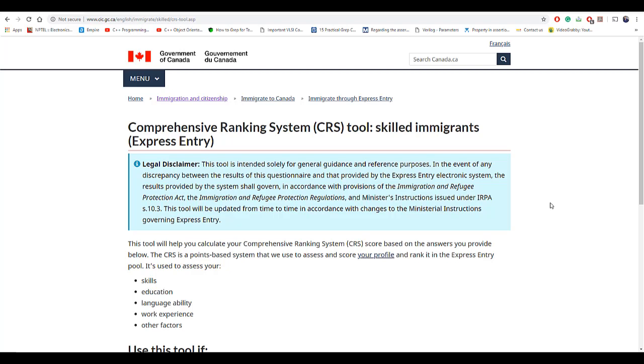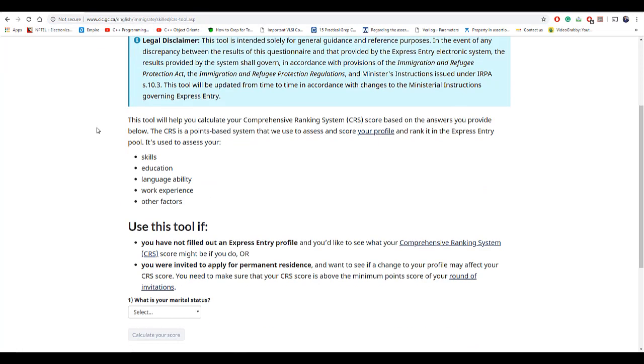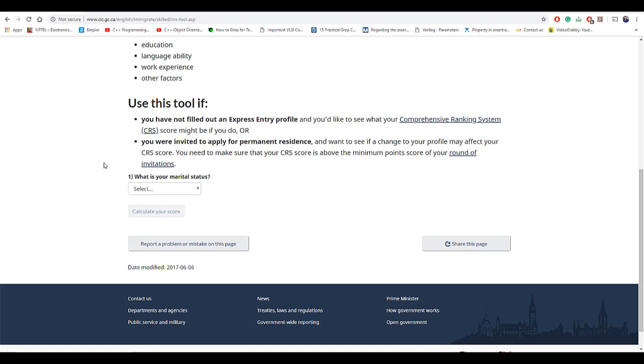Today we are going to discuss how to calculate the Comprehensive Ranking System score, that is the CRS score, in order to immigrate to Canada and apply for Express Entry. Straight away we'll go into the discussion. Click onto this link which is in the description and follow my steps. First of all, it will be asking you certain questions and spontaneously answer them accordingly.